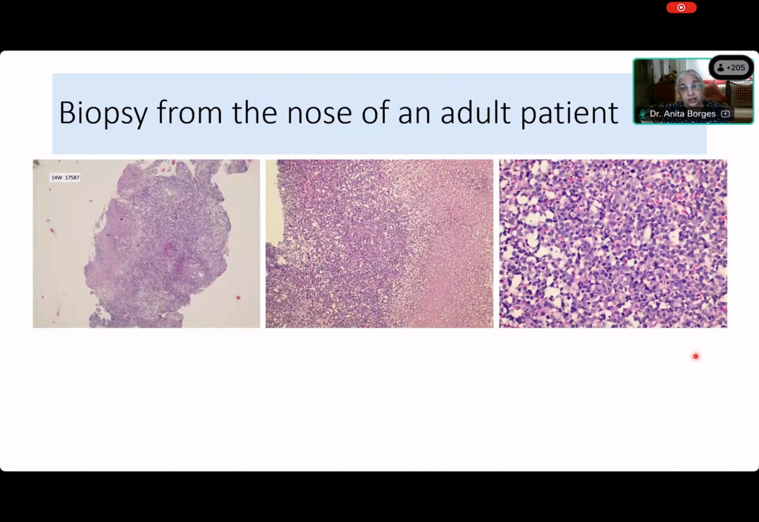Now here we have another case. Now who wants to take that? Sneha, come on. Sneha, biopsy from the nose of an adult patient. What do you see over here? What will you say on H&E? And then we will proceed. What are you seeing? No, we're talking about poorly differentiated tumor, so you have to tell me now. Does this qualify for being a poorly differentiated malignant tumor? First of all, you think it's malignant?